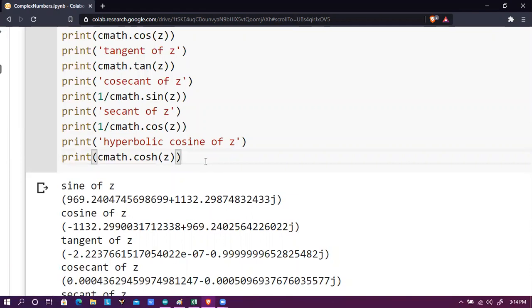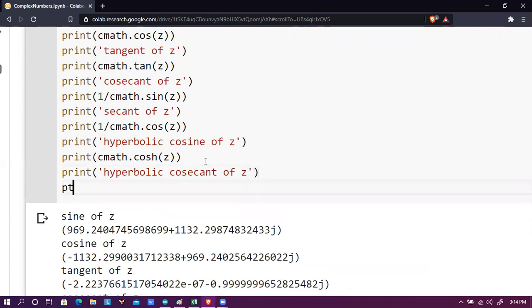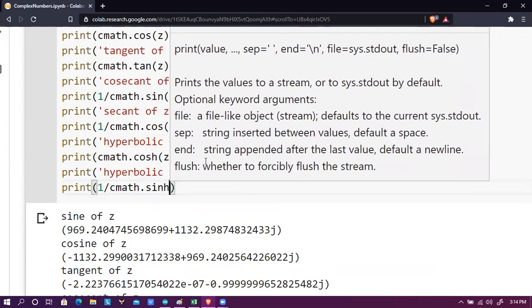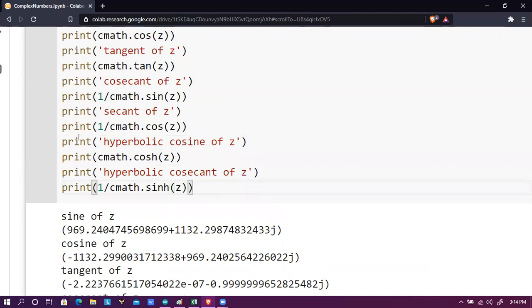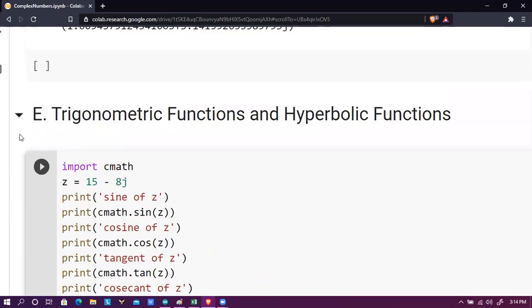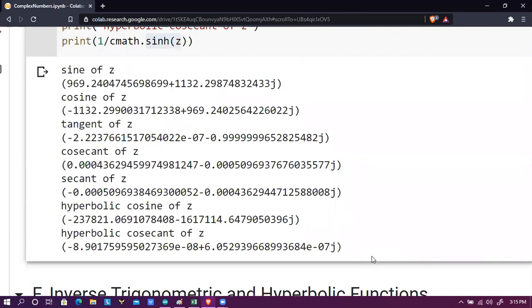Let's say I want to take the hyperbolic cosecant. Let's print hyperbolic cosecant of Z. Take note, cosecant is 1 over sine. So let's say 1 over cmath.sinh of Z. That is really simple. Hyperbolic cosecant is 1 over cmath.sinh of Z. Run the code. There you go, you have your hyperbolic cosecant of Z. That is really easy, especially when you are using complex numbers in Python.